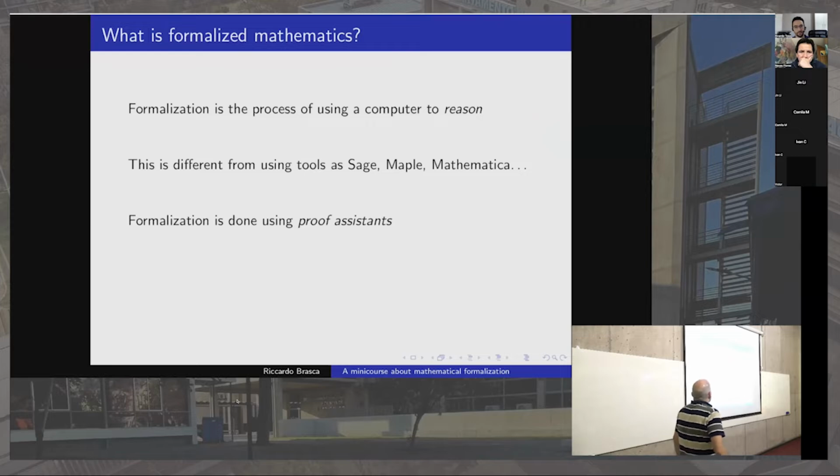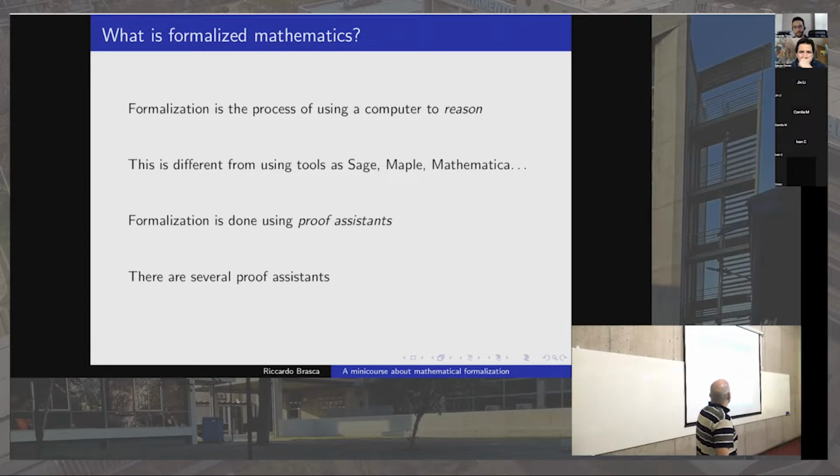So the software used to do formalization are called proof assistants. Okay, this is just the name. They are just pieces of software. There are several of them. For example, some of them are really quite old. For example, there is Isabelle, that is one of the oldest, I guess. It's from the 70s or 80s, I don't know.